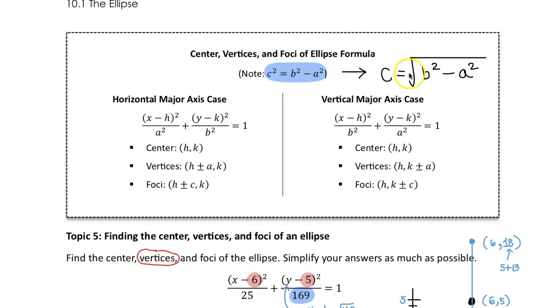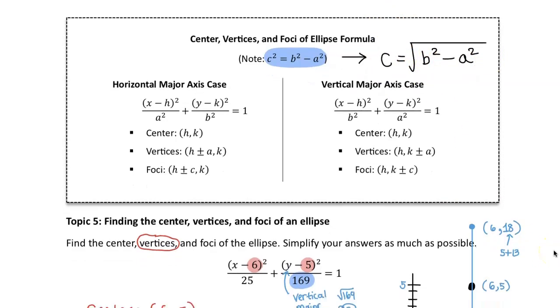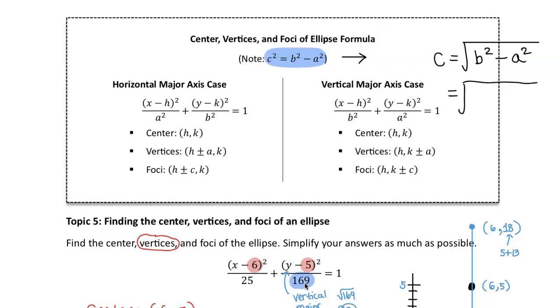So let's go find what a and b are, so we can find what c is, okay? b squared is the number under y in the vertical major axis case. That will be our 169. So watch, I'll try to do that work over here. So c is going to be the square root of, what's b squared? It's 169. 169 minus, now a squared is just right there, 25. So if you do 169 minus 25, what's that going to be? That's going to be 144. So c comes out to be 12.